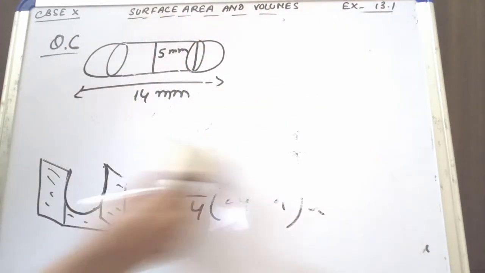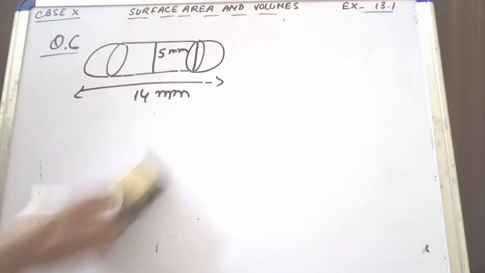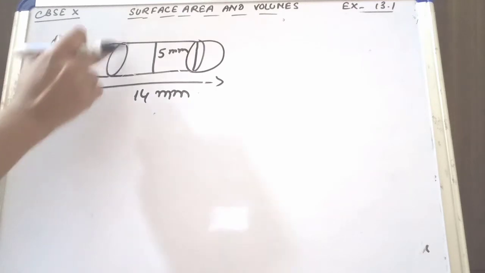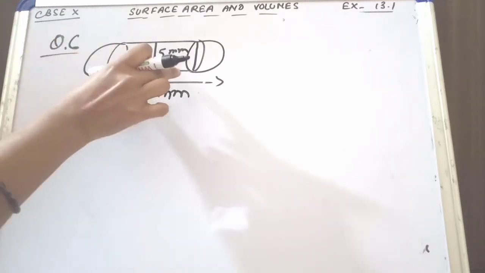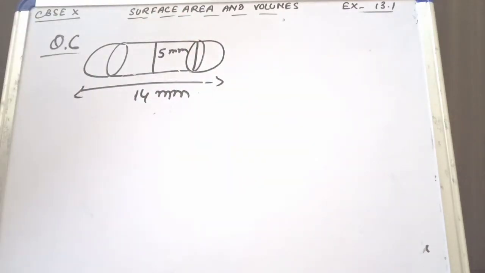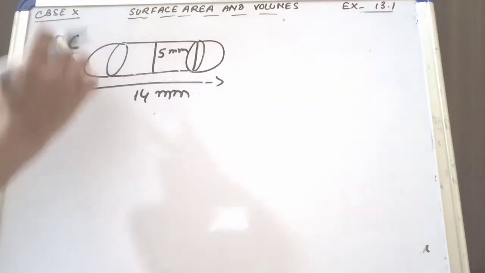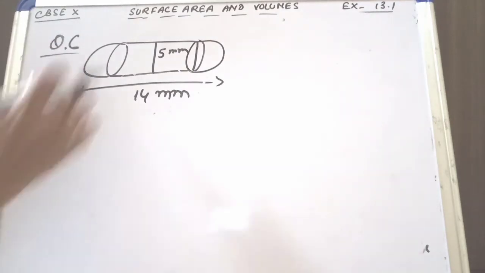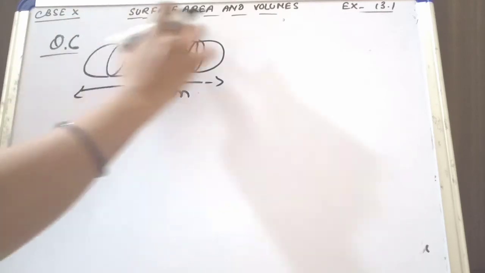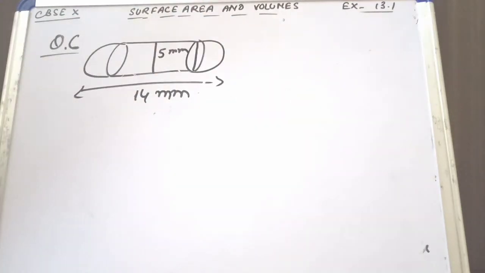You have to find the area of this capsule. So here, surface area of this capsule means surface area of this hemisphere plus surface area of this cylinder plus surface area of this hemisphere. Here only curved surface area, not total surface area, because this portion is not here. So only this side, this side.